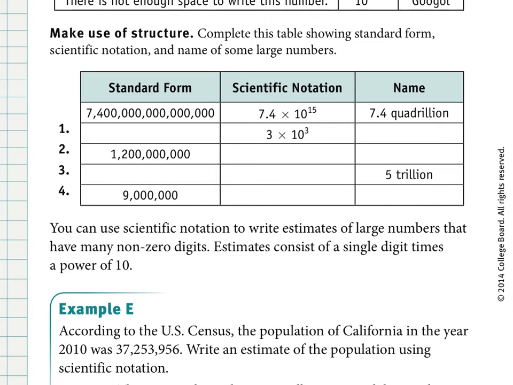In the second row, if we have 3 times 10 to the third, that would mean we're starting out with 3, and we're moving the decimal point 3 times to the right. So it was here, go 1, 2, 3. So that number would be 3,000, right? 3,000.